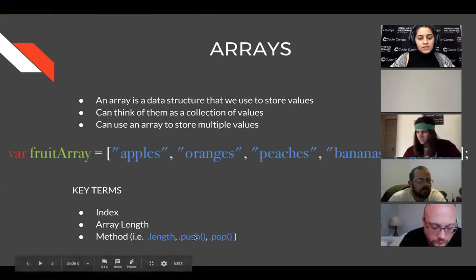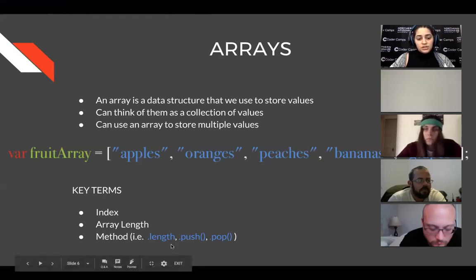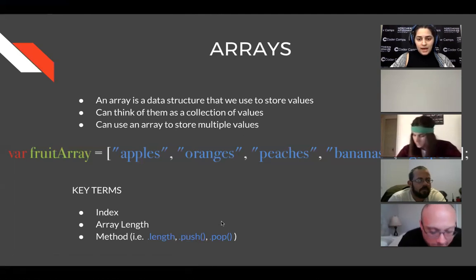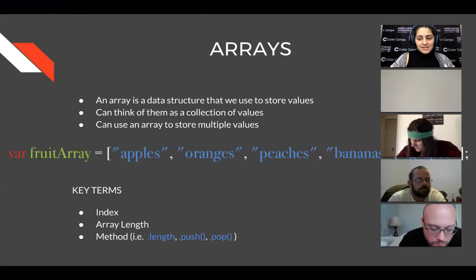Dot push is going to push whatever you put into the parentheses at the end of the array. So if there's another fruit that you need to add, you can just do fruit array dot push, and then in the parentheses you'll put, let's say you wanted to add pomegranate. Then in the parentheses you'll put in quotations pomegranate, and then we'll put pomegranate at the end of the list. Dot pop is going to remove the last item. So if I did fruit array dot pop right now, it would remove grapes.